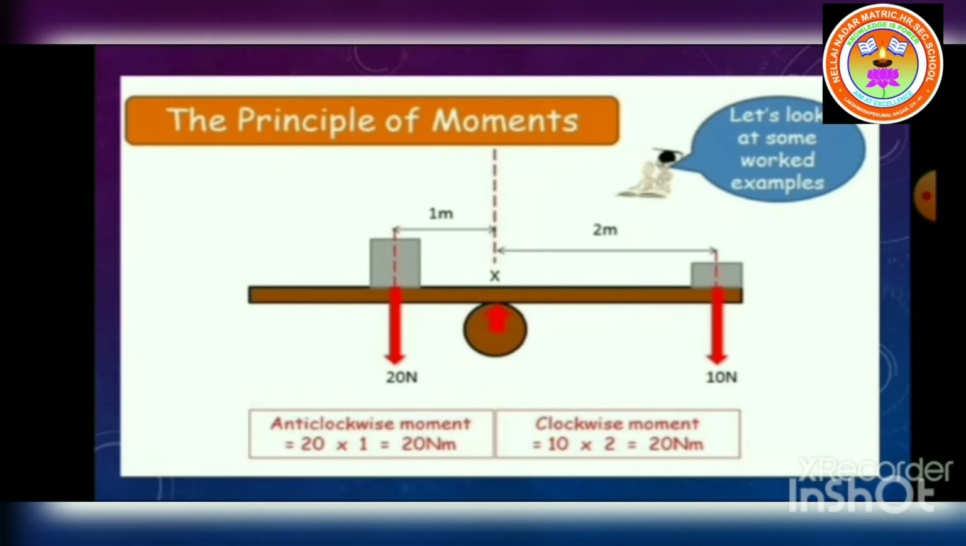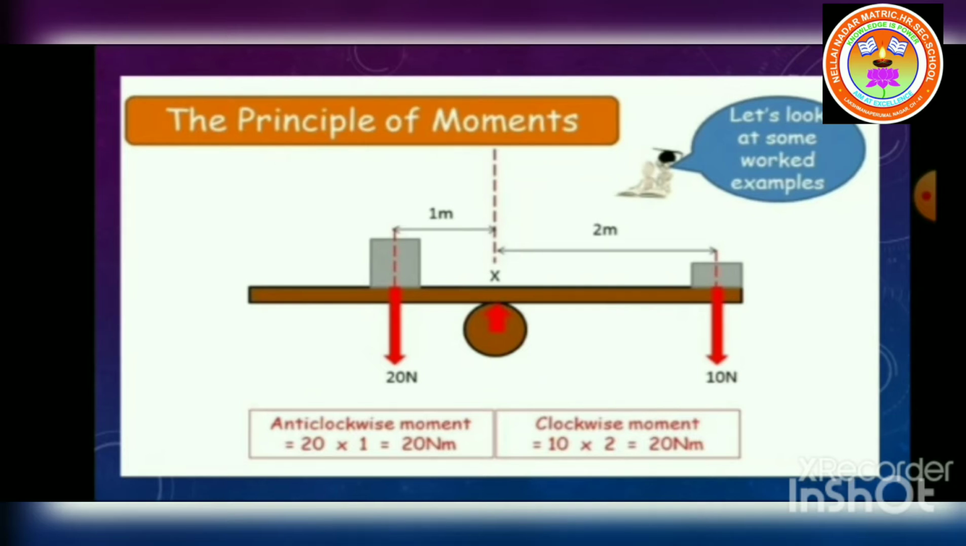So the 20 N is the F1 force. We have considered 20 N as the F1 force. 10 N is the F2 force. 1 meter is D1, distance 1. 2 meter is distance 2. So now we know F1, D1 and F2, D2. So F1 into D1 is equal to F2 into D2. Using this formula, we are going to calculate the worked examples.